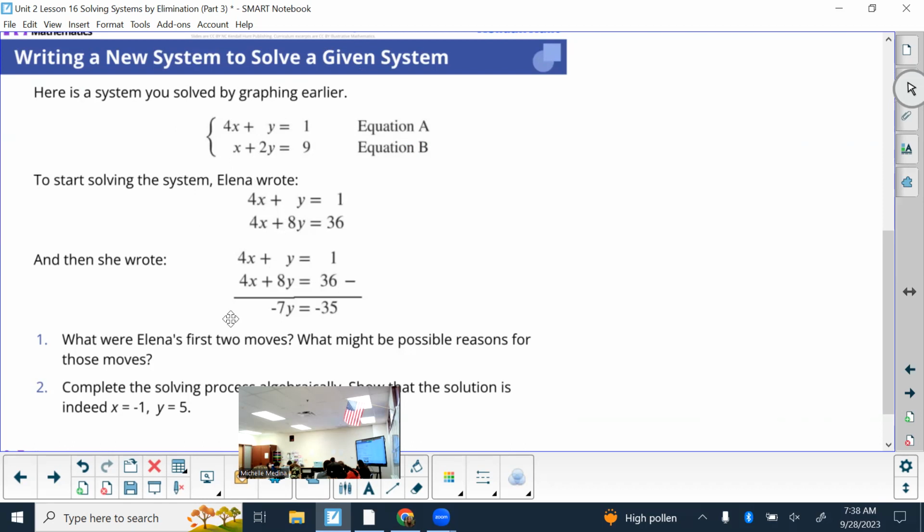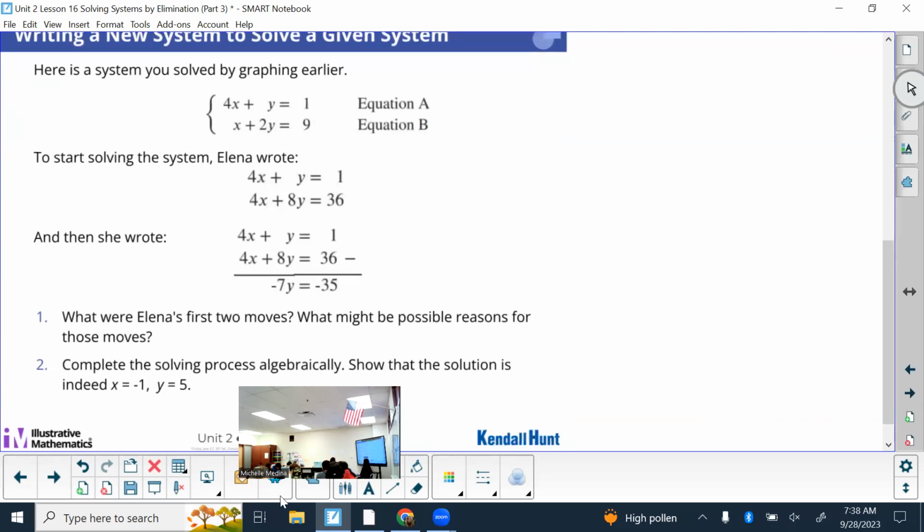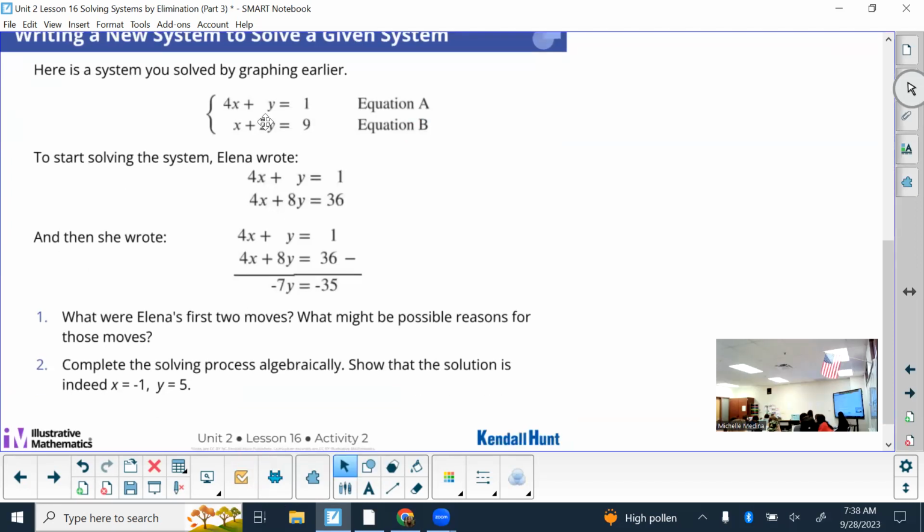So in your group, discuss what were Elena's first 2 moves and what might be possible reasons for those moves that allow her to do that. And then continue solving this system. If you need to do scratch work, you could use the backside. But yeah. Now talk about that with your groups. What were her 2 moves? And why is she allowed to do that?